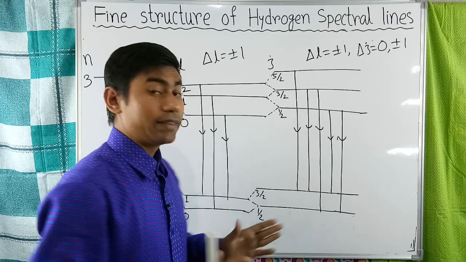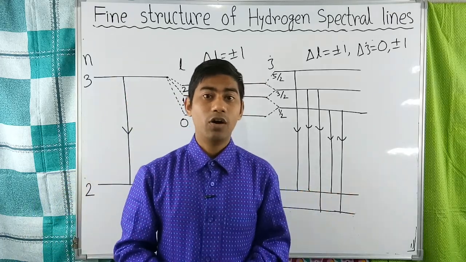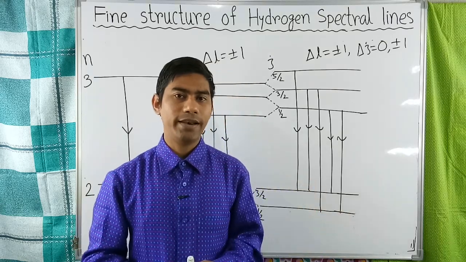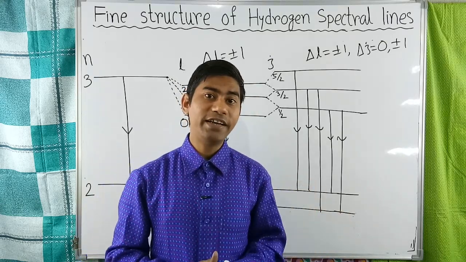Thus we explain the 5 different components of the H alpha line according to the Bohr-Sommerfeld model with spin relativity correction.